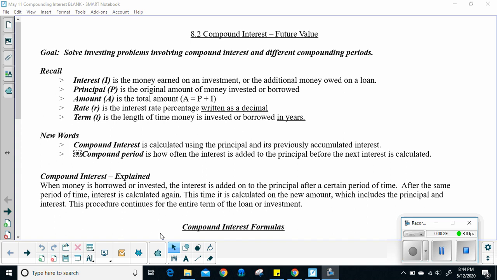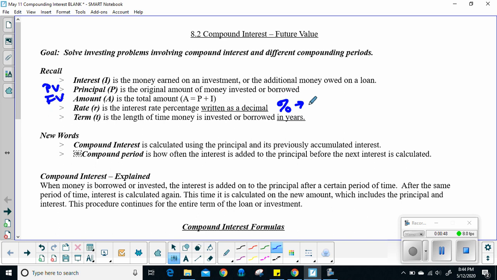So we've got other words that happen in here too, depending on where you're looking. So principal is also our present value. Amount is also our future value. Interest rate is our rate, that's our little r. It's a percentage written as a decimal. So remember, to go from a percentage to a decimal, you have to divide it by 100. Term is T, that's the length of time, and it always has to be in years.